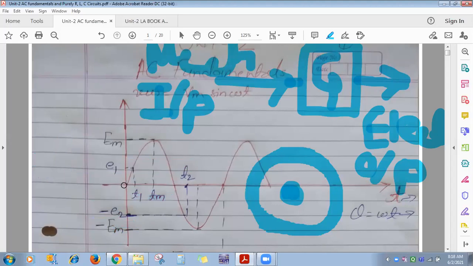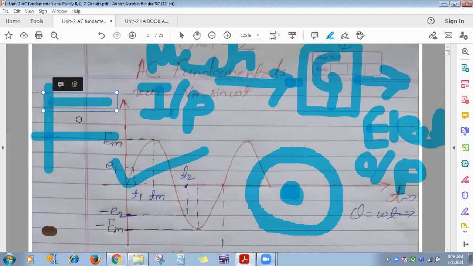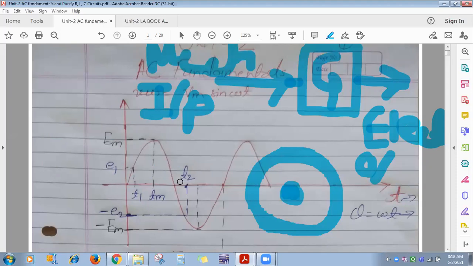Okay, so DC means constant magnitude and direction with respect to time. AC means its magnitude and direction continuously change with respect to time. This is the difference between AC and DC. So if it is an AC generator, the output you will get is in the form of alternating voltage. If it is a DC generator, then across its output terminal you will get DC voltage. Its magnitude and direction are constant. So this is the unit, single phase AC circuit.